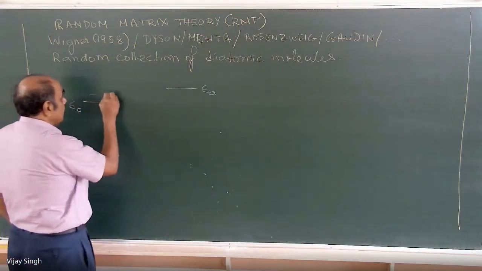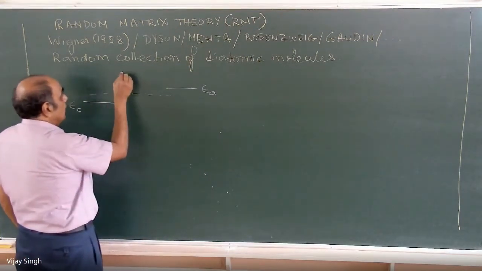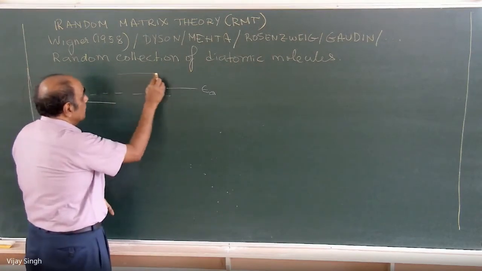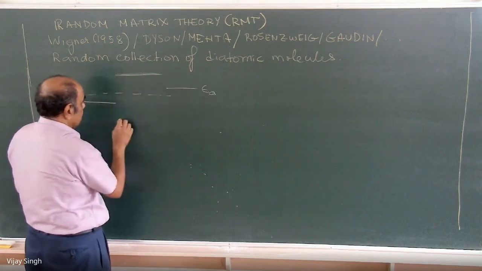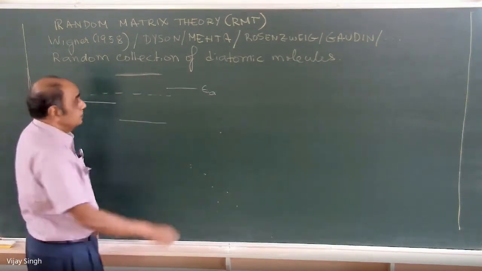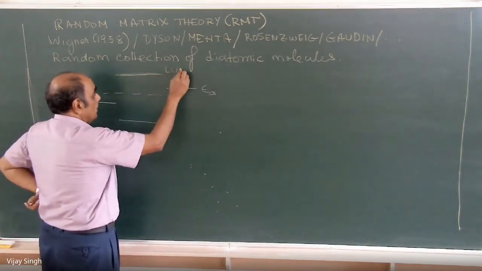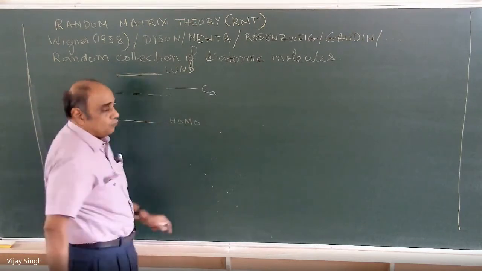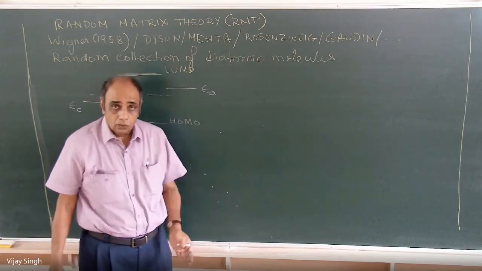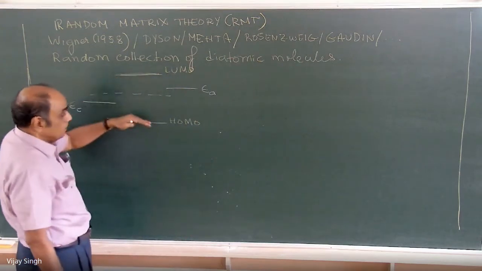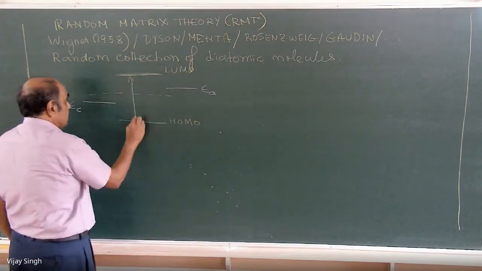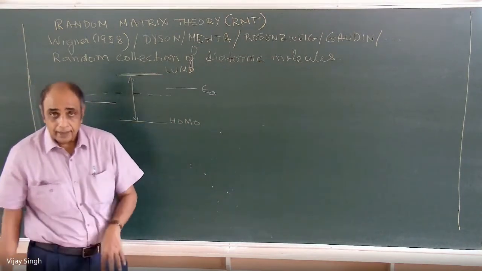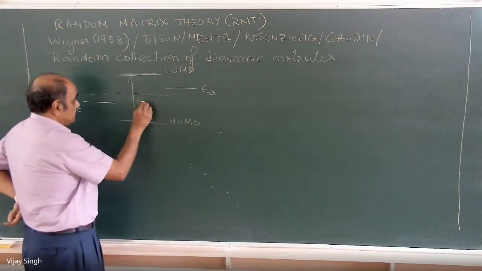So take the average level over here, and what you would have is that these levels will split and you will get something like this. So this would be the lowest unoccupied molecular orbital. This would be the highest occupied molecular orbital. And I'm sure you have done this in your solid state course. Okay. So they split into this. Then the distance between these two, this is the LUMO-HOMO gap, or it's sometimes called the band gap. This is the gap.